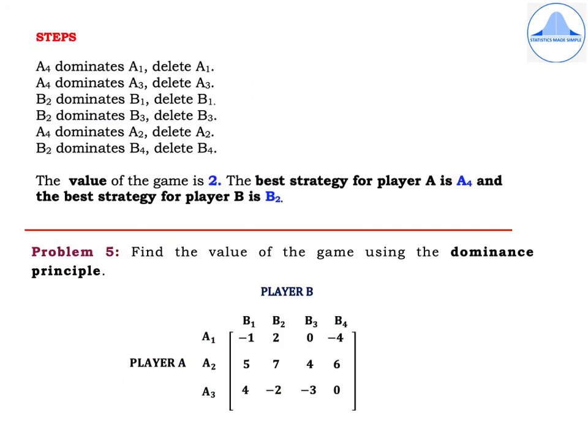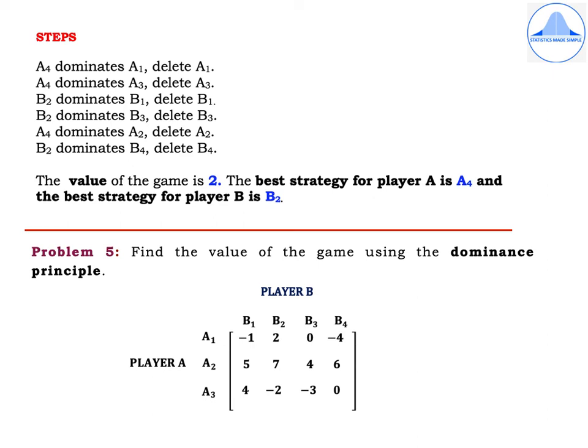Listing down the steps according to the explanation given in the previous slide, we have A4 dominates A1, so delete A1, then A4 dominates A3, delete A3, B2 dominates B1, delete B1, B2 dominates B3, delete B3, A4 dominates A2, delete A2, and B2 dominates B4, delete B4. So we are left with only the value 2, which is highlighted with an orange star. So this is where the saddle point exists.